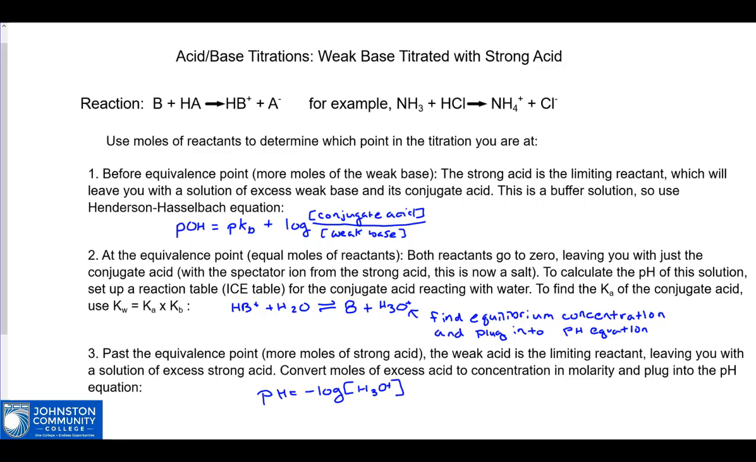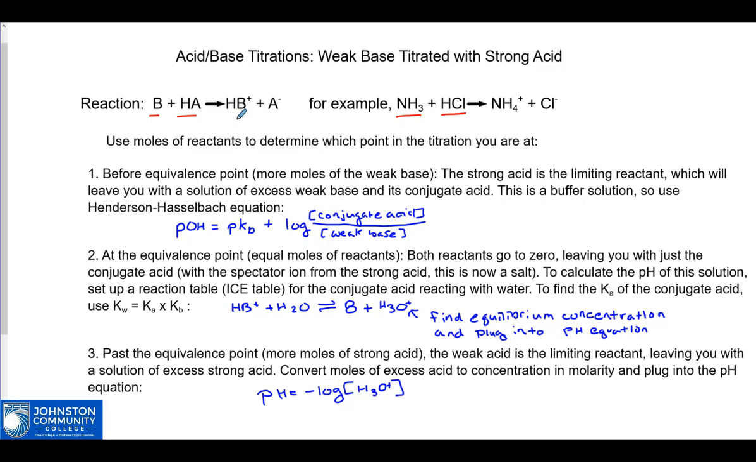In this tutorial, I'll be covering how to find the pH during a weak base titrated with a strong acid titration. So in this kind of reaction, you're titrating a weak base, which I'm showing here in general as just something B. For example, this could be ammonia. It reacts with a strong acid, HA. For example, this could be HCl.